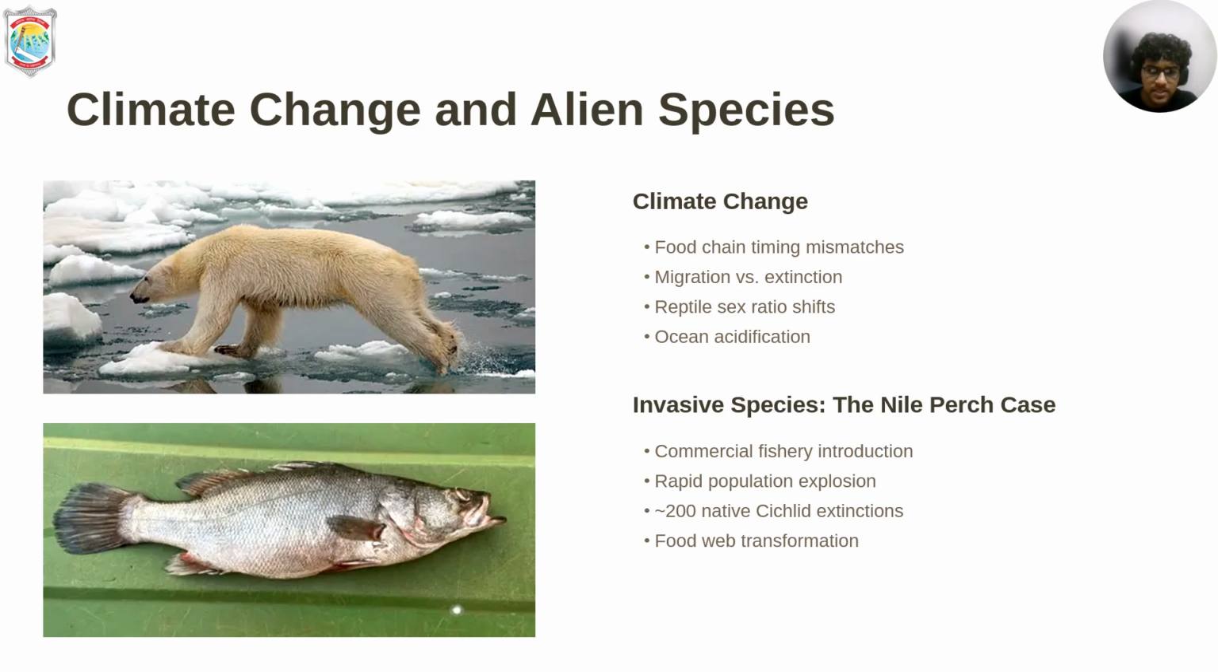One of the most famous examples comes from Lake Victoria, which is present in southern Africa. The introduction of the Nile perch is a sobering case study. Introduced to support a commercial fishery, it experienced a rapid population explosion. This single event completely transformed the local food web and resulted in the extinction of approximately 200 native species of cichlid fish.